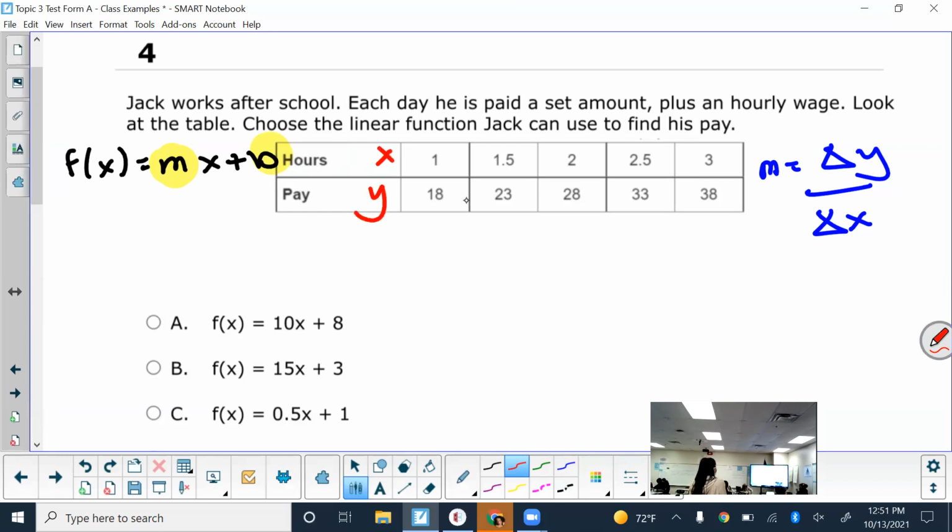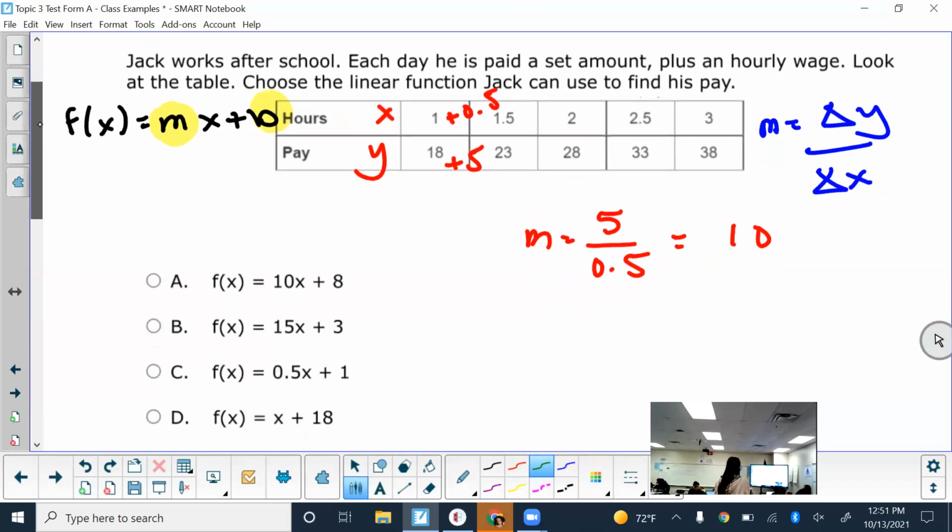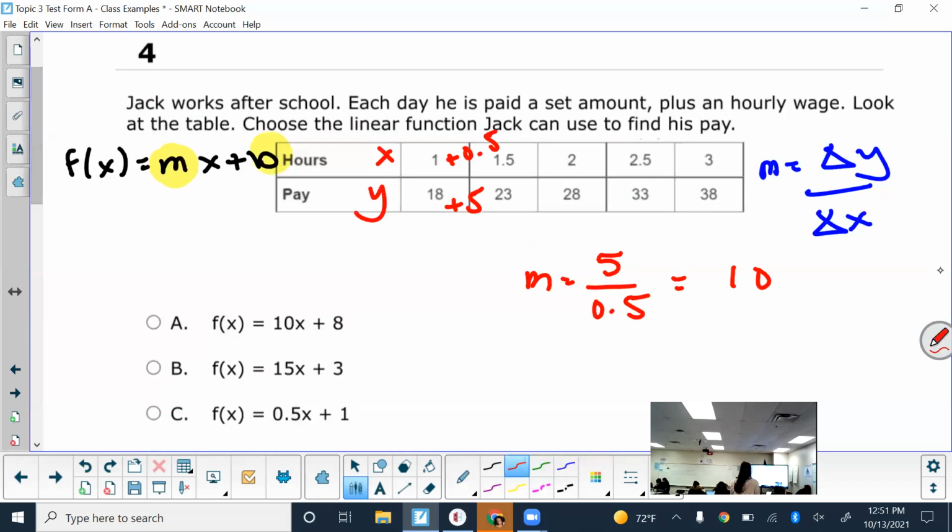So then what's my change in y going from 18 to 23? And it's going up, so it's going to be a positive 5. So it's 5 over my change in x. What's my change in x from 1 to 1.5? Good. And again, it's positive because we're going up. So what's 5 divided by 0.5? 10. And then on the test, when I look at my answer options, for the computer test at least, I see that A is the only one that has the right slope.